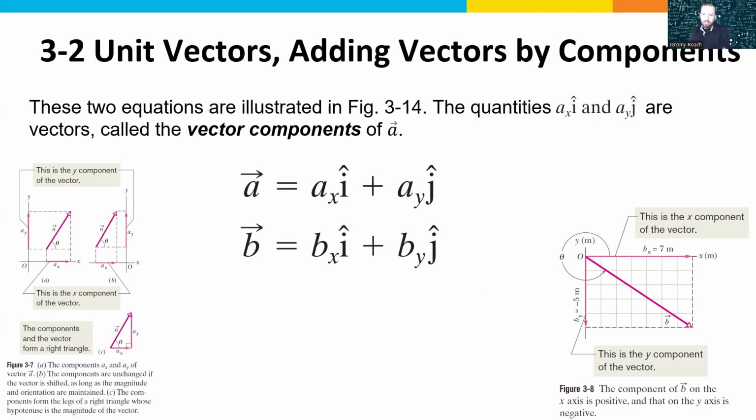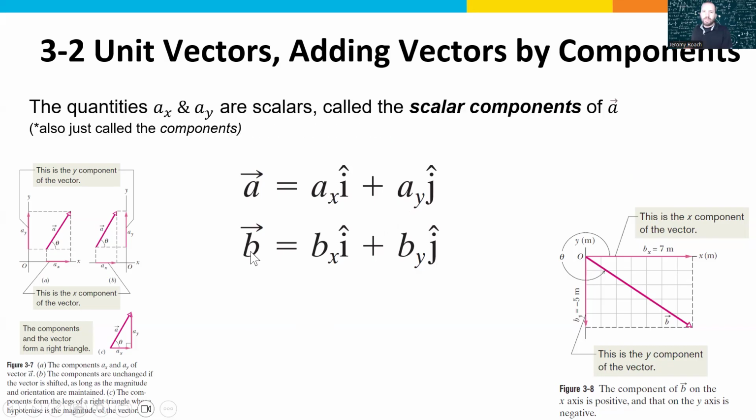Again, these are vector components of A in unit vector notation. So AX i hat, AY j hat. These are vector components. The AX and the AY, these are scalars, and these are the scalar components of vector A. We also just call them components.